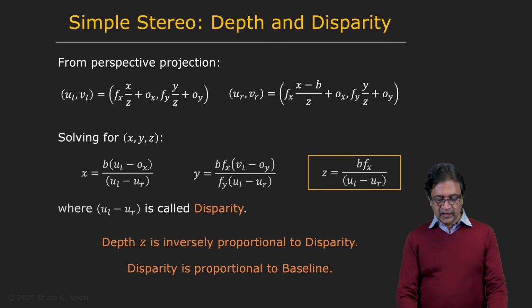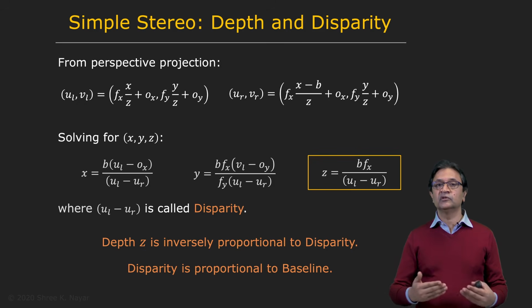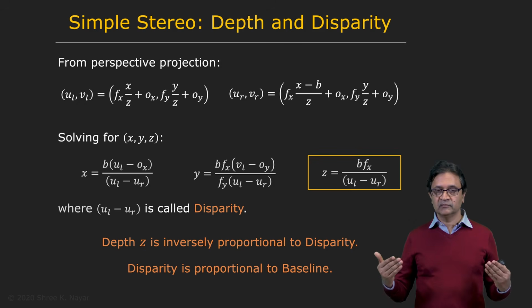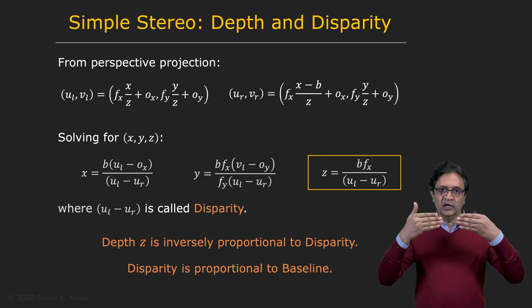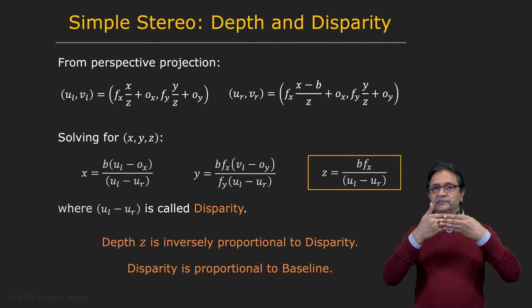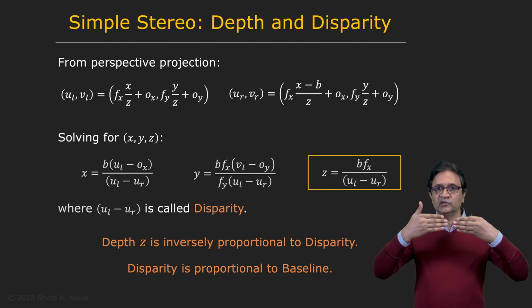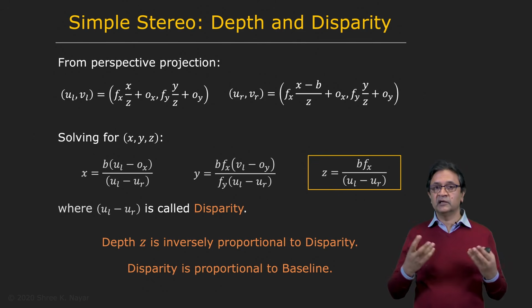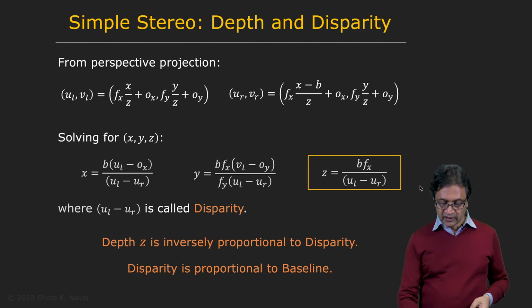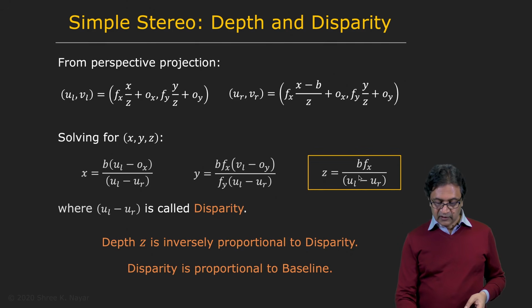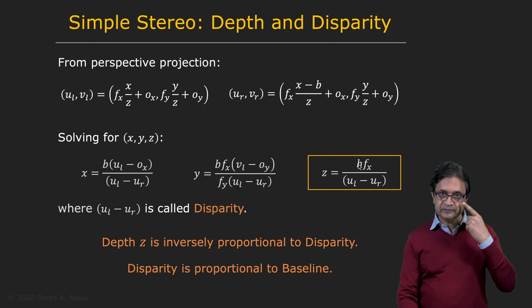So that's the depth Z is inversely proportional to the disparity, and in addition, the disparity itself is proportional to the baseline of the system. This is easy to understand. If you had a very small baseline, you can imagine that the differences between the two images are going to be small. As you increase the baseline, the disparities are going to scale. That you can see right here. The disparity is proportional to the baseline.